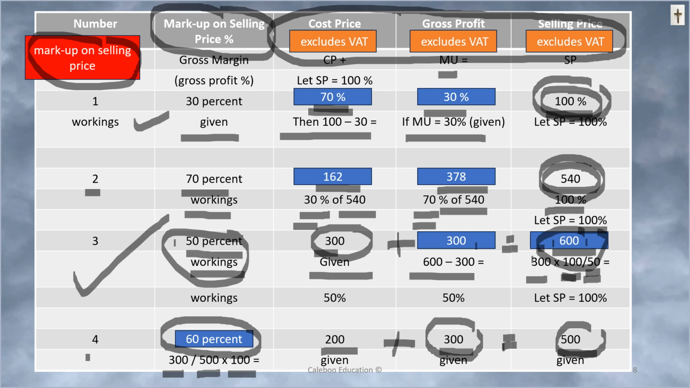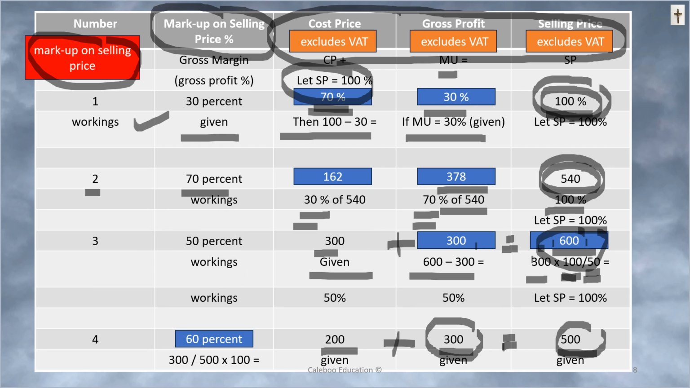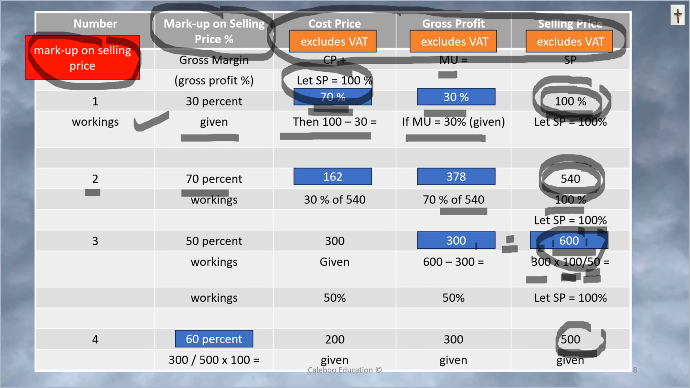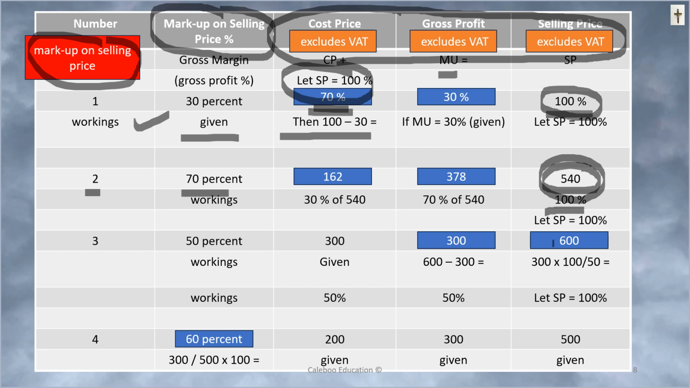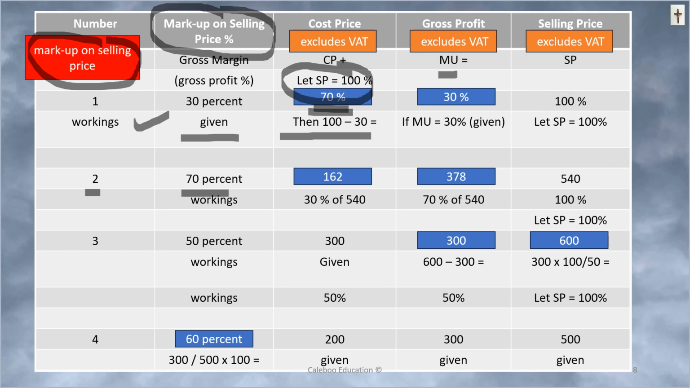There's a table on the markup on selling price. In these calculations, we let selling price equal 100%, and if you want a nice neat copy of this to have a look at, I will rub this all out. All the answers are in here. So now we've done the markup on the cost price, and we've done the markup on the selling price. So there are two ways to calculate gross profit.